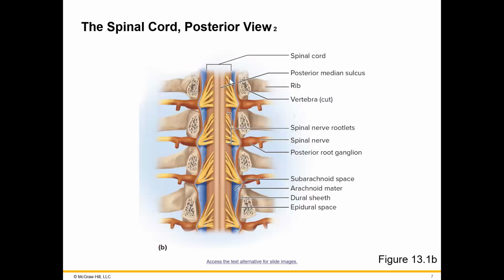So that shows you this is the spinal cord, and this is the posterior median sulcus. And these are your bony ribs protecting, these are the vertebra that are protecting and shielding and encasing this spinal cord from damage. And these are the spinal nerve rootlets.